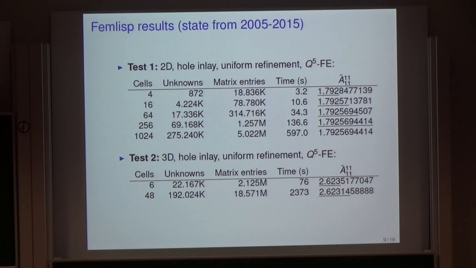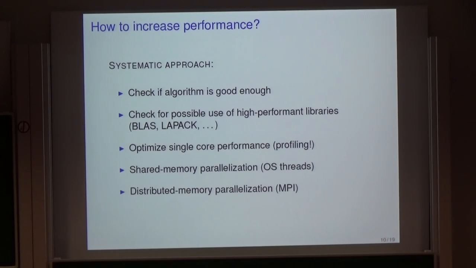Okay. So what should we do when we want to increase performance? There is a systematic approach which looks like the following. First, one should check if one does the right thing. That's the point where often the most benefits are achieved.